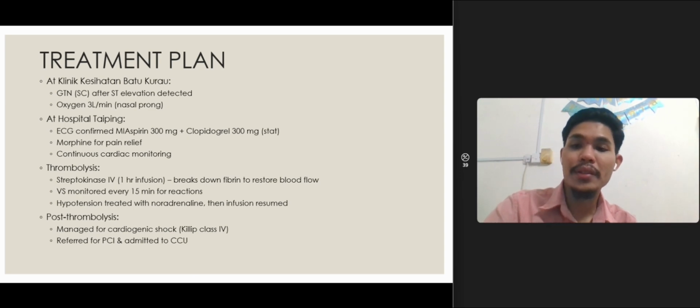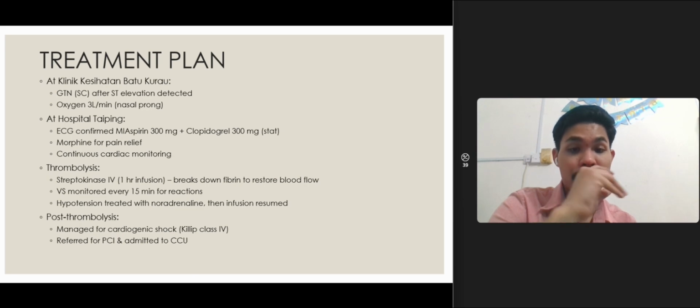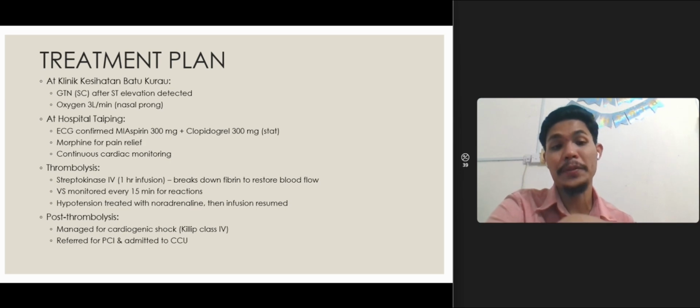After the post-thrombolysis, which was monitoring for cardiogenic shock, whether it can be classified as clinic plus 4, he was then referred to the cardiology team for consideration of PCI, and firstly, we need to admit the patient to the CCU for ongoing management.